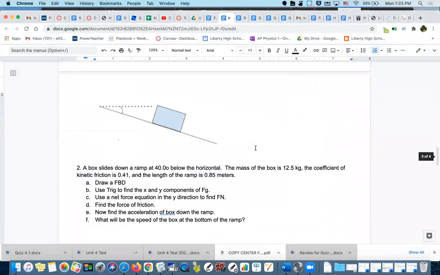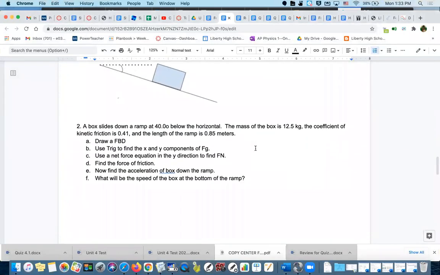All right, here is our next problem. This time we're going to have a box that slides down the incline. It says a box slides down an incline ramp at 40 degrees above the horizontal. Okay, and then the mass of the box is 12.5 kilograms, coefficient of friction 0.41. The length of the ramp is 0.85 meters.